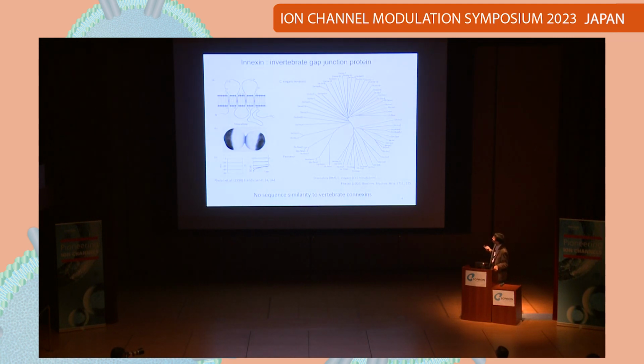Today my first topic is not connexin, but innexin. Innexin is an invertebrate gap junction protein, which has the same membrane topology as connexin. However, there is no sequence similarity to vertebrate connexins. This shows the innexin family tree, and here I focus on C. elegans innexin 6 protein, because only this isoform successfully made an oligomeric channel in the insect expression system we used.